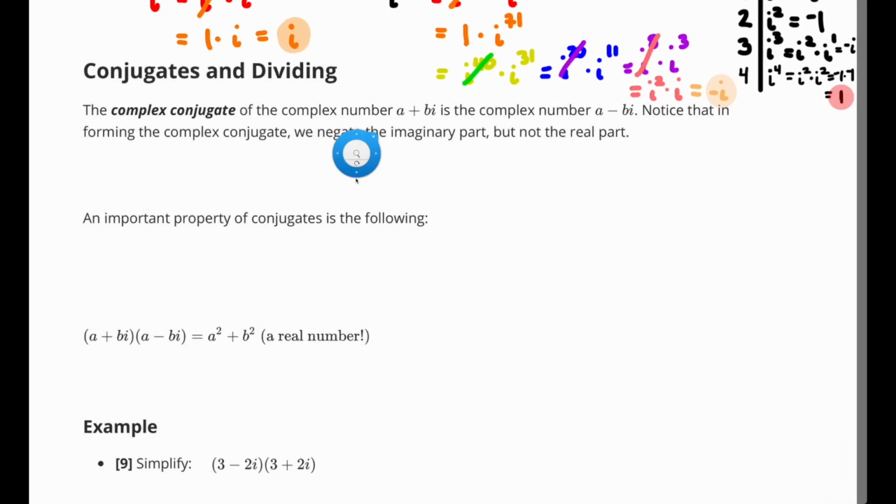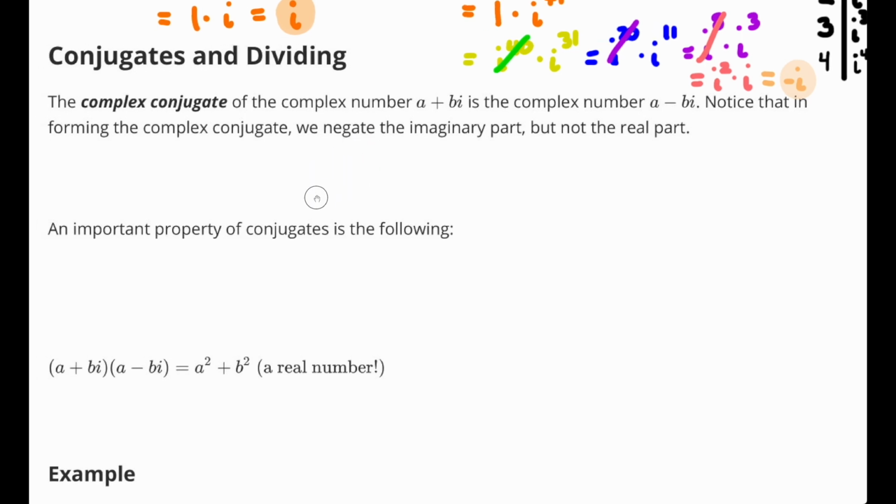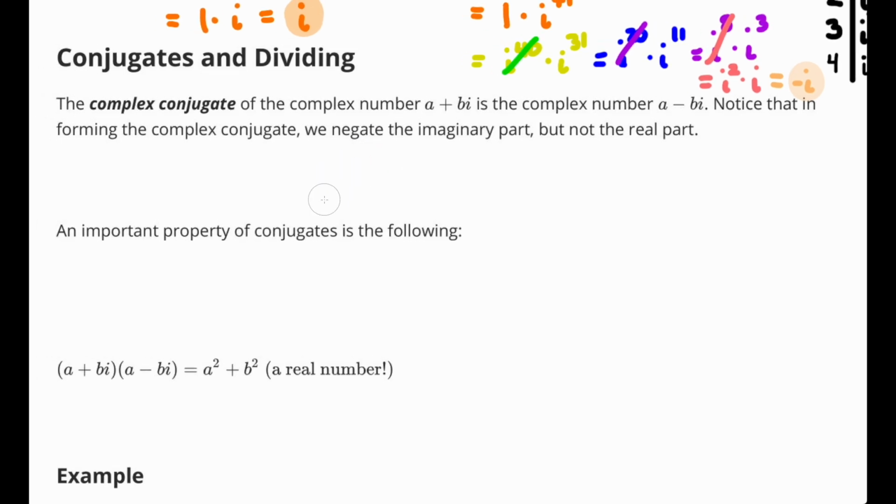All right, conjugates and dividing. A complex conjugate of the complex number a plus bi is the complex number a minus bi. So if you change the plus in a plus bi to a subtraction, they're automatically complex conjugates of each other. Notice that in forming the complex conjugate, we negate the imaginary part, but not the real part. So only that middle thing changes. It changes from a positive to a negative. Okay, those are conjugates of each other.